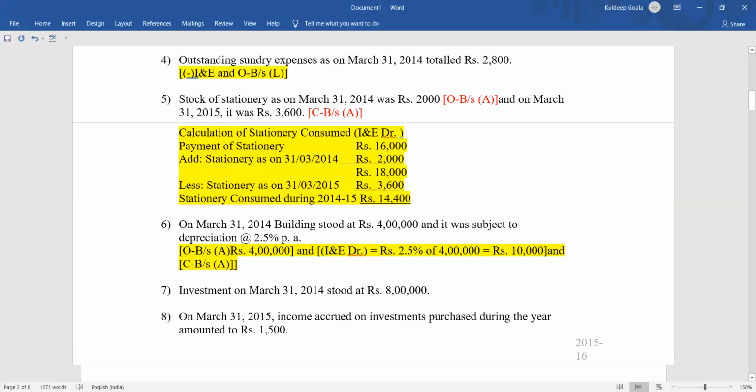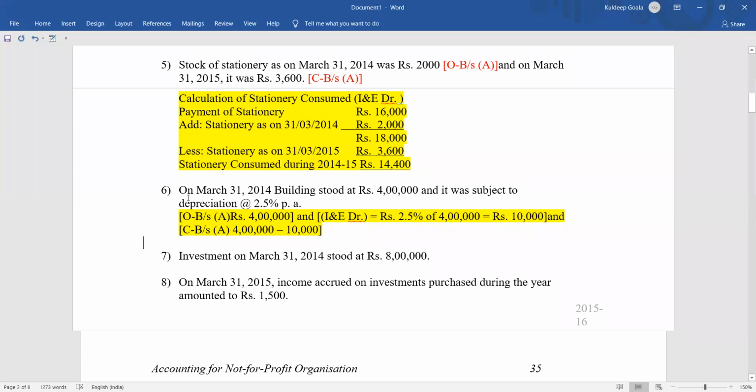And at last we have the closing balance sheet. How much will come in the closing balance sheet? The balance sheet figure you have to mention, 4 lakh, as well as you have to mention the depreciation of 10,000. Both the things will appear in the closing balance sheet. Okay, this is how it will appear. I hope all of you have understood that.